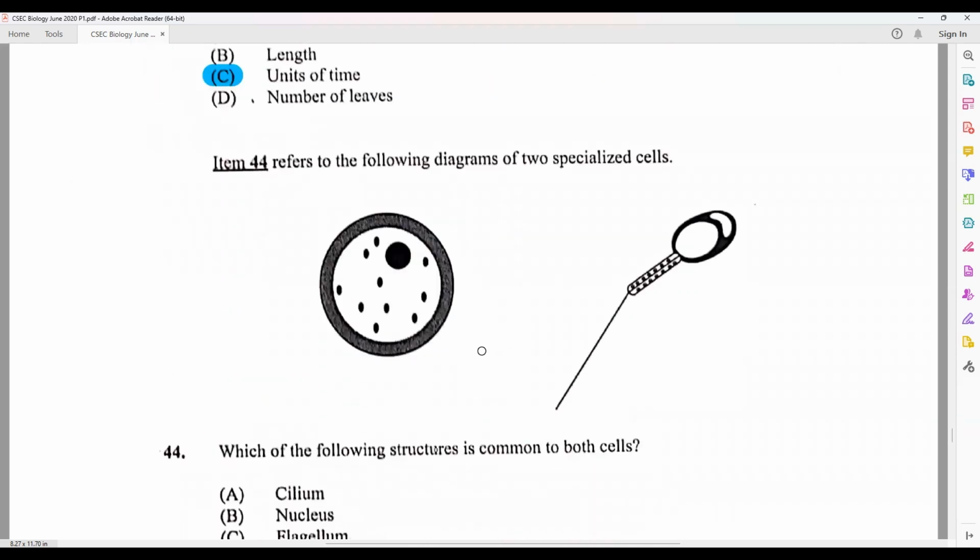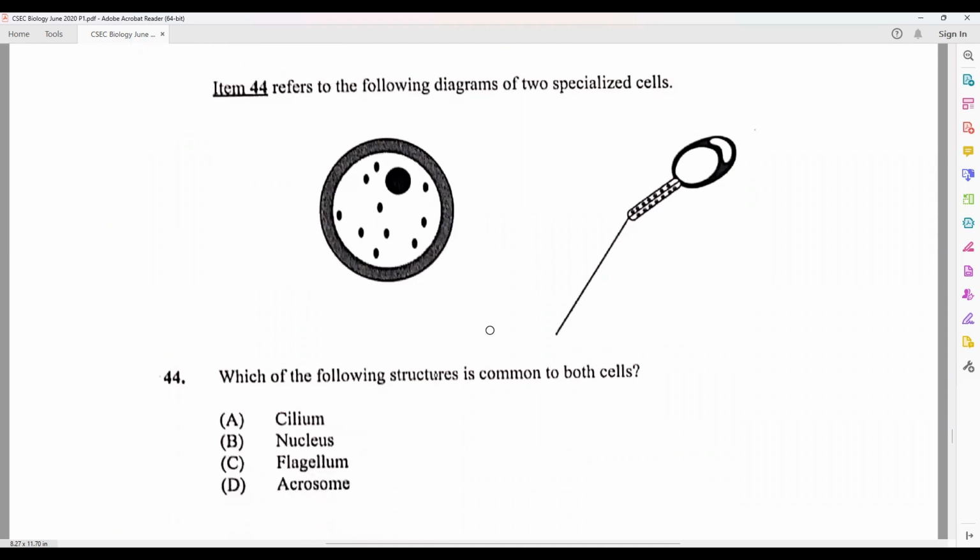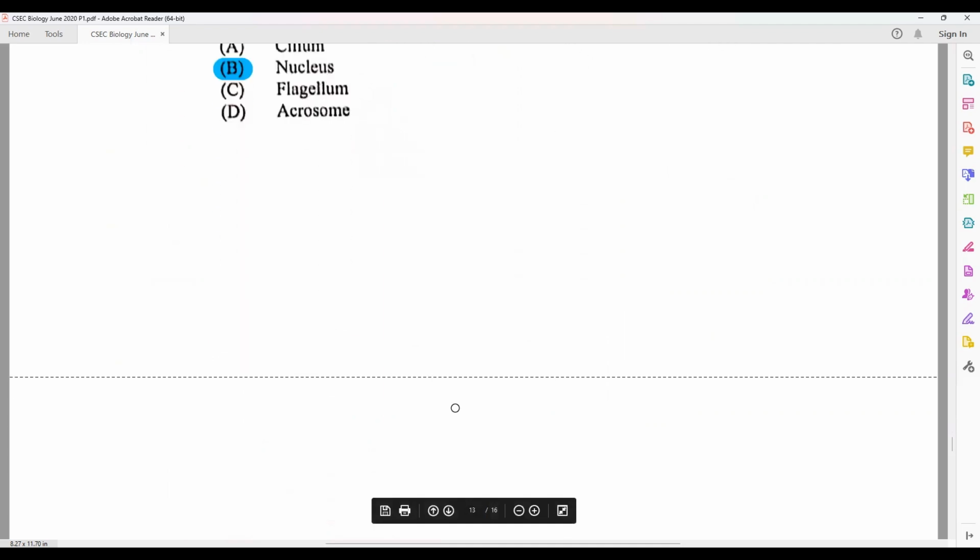Item 44 refers to the following diagrams of two specialized cells. Which of the following structures is common to both cells? And we have what is an egg, and this one being a sperm. And if you recognize them, then you know both of them have a nucleus. These are haploid cells.